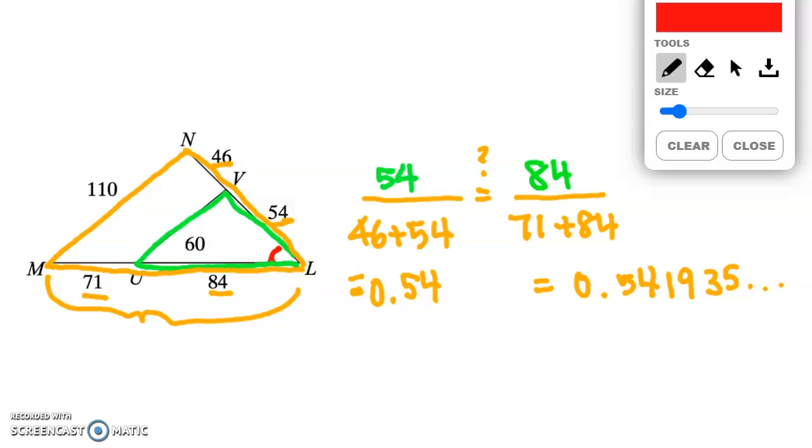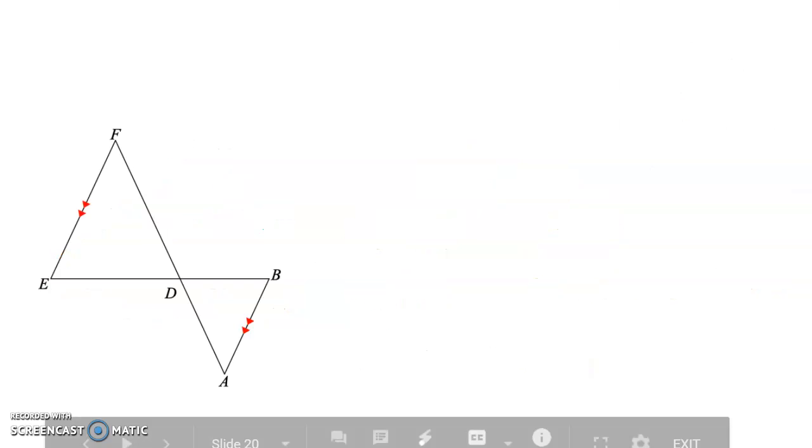Are they equal? Well, they're very close, aren't they? But are they equal? No, they're not equal. So the ratios are not the same. So they are not similar. It needs to be exactly the same. Very close is not good enough. It's just being off by 0.001935. It's not good enough. This was 0.54 exactly. This was some, it goes on forever. Okay? All right, let's try the next problem.